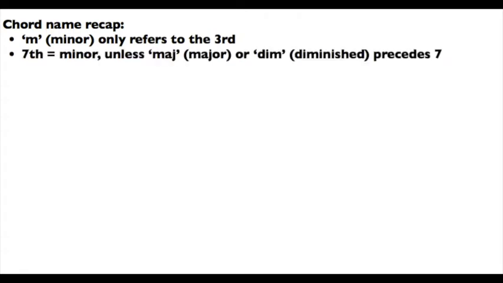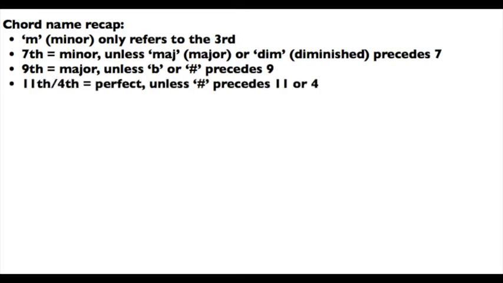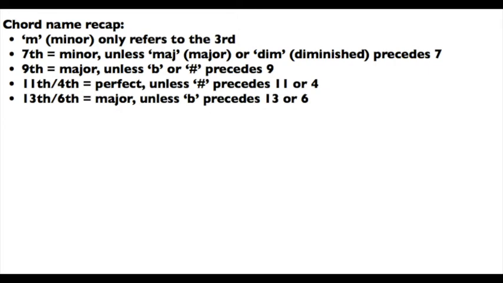So to recap, in any chord, minor or M only refers to the third. For sevenths, we assume that the seventh is a minor seventh unless it has MAJ or diminished before it. For ninths and seconds, we assume that they are major unless they follow a flat or sharp symbol. For 11ths and fourths, we assume that they are a perfect fourth above the root unless they follow a sharp. For 13ths and sixths, it's the same as ninths and seconds. Assume major unless you see a flat before them.